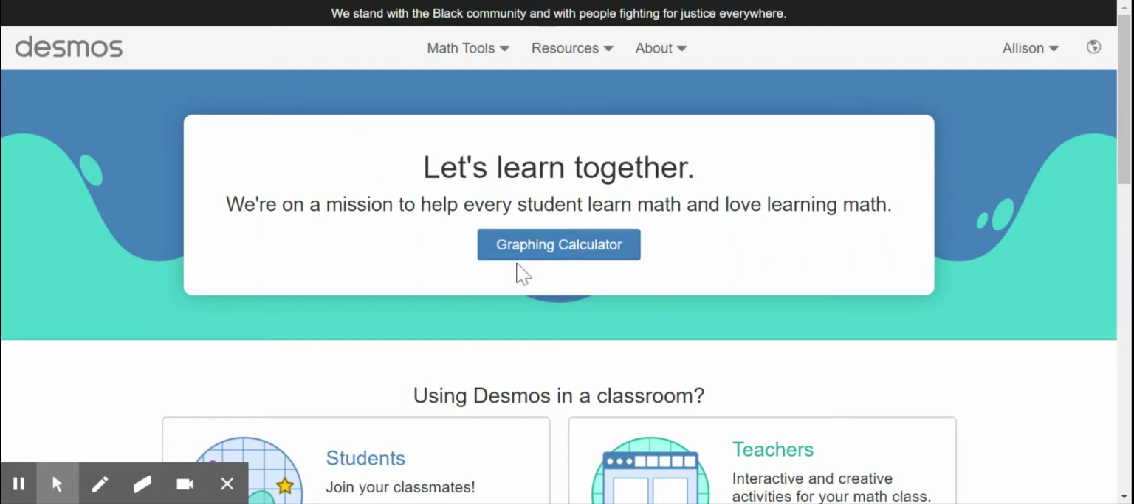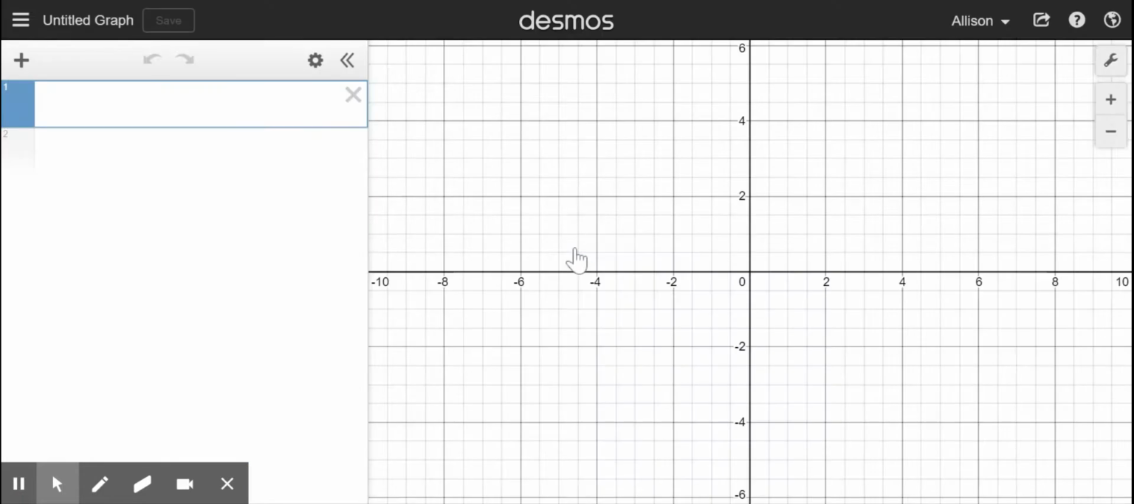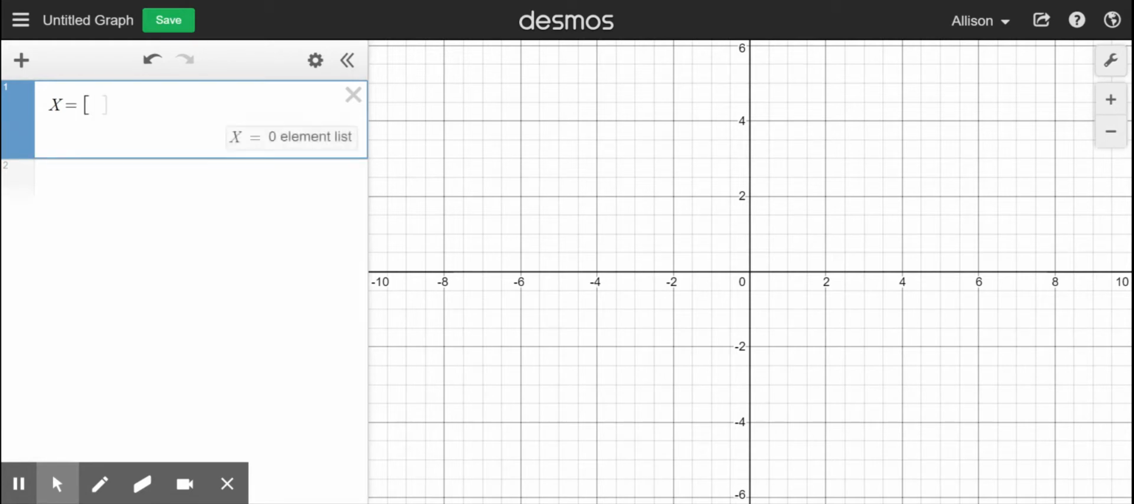What we're going to do is press graphing calculator, and it's going to take us to our graphing calculator. When you're in the graphing calculator, you want to put your data set in. The way that we tell the graphing calculator we have a data set is we write capital X equals, and then we put a bracket, which is right above the enter button on your keyboard.